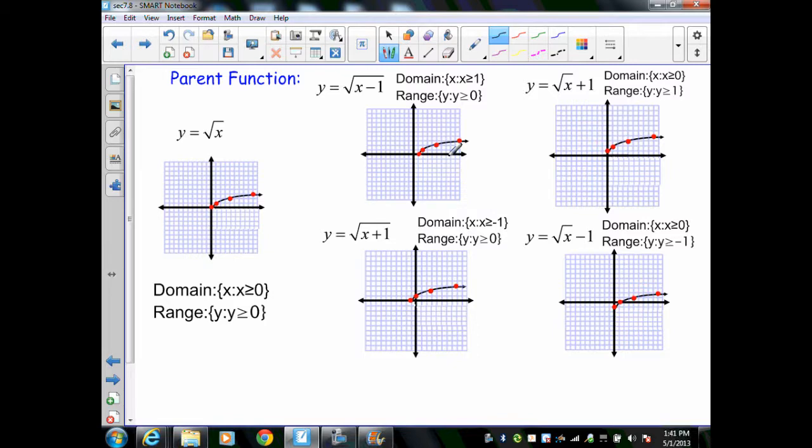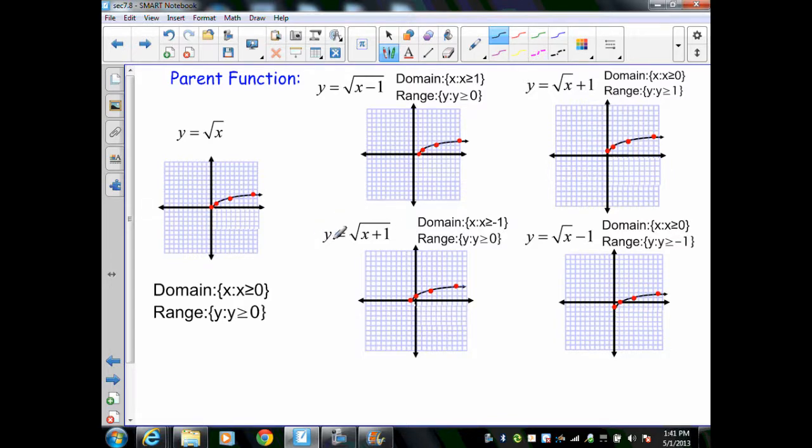Here I have y equals the square root of x, plus 1. That 1 is on the outside. That is a vertical shift of 1 unit. That's a representation of my parent function, but every ordered pair is shifted up 1 unit.